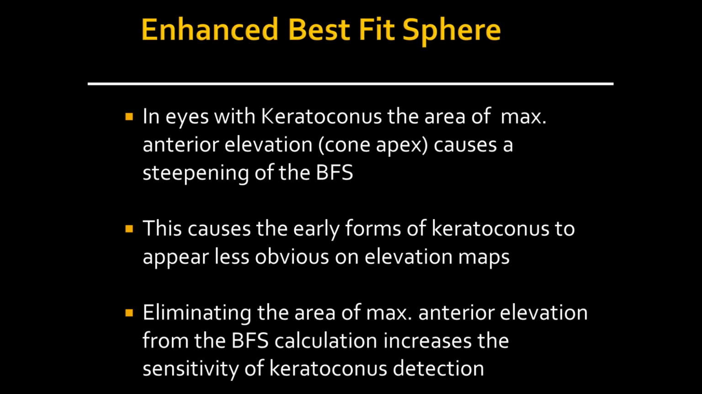See, in eyes with keratoconus, the area of maximum anterior elevation, or the cone apex, actually causes a steepening of the best fit sphere. This causes the early forms of keratoconus not to be as easily detected in some of the standard displays. And if we take away that central information around that 3.5 millimeter area around the thin point of the cornea, we do change the best fit sphere calculation, and that increases the sensitivity in being able to see that it's abnormal. And I'm going to show you an example right now.